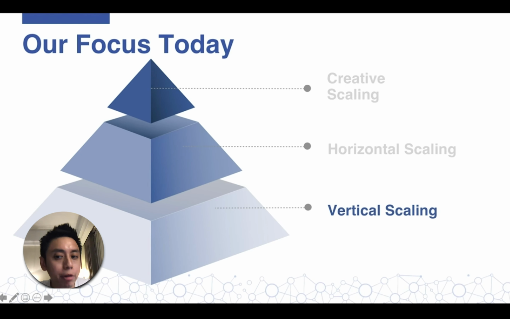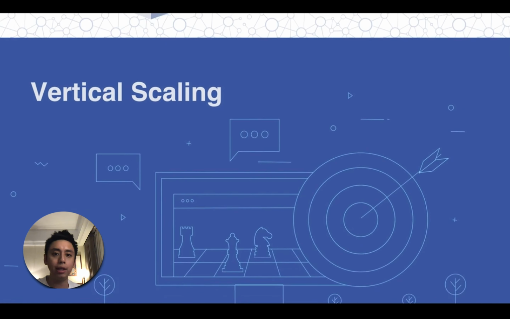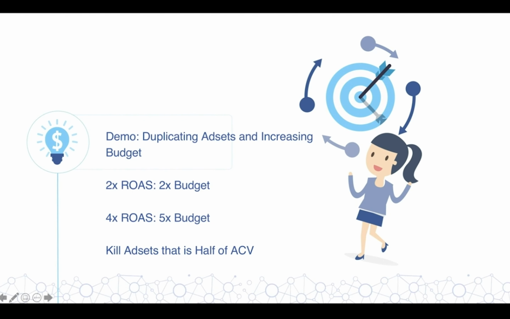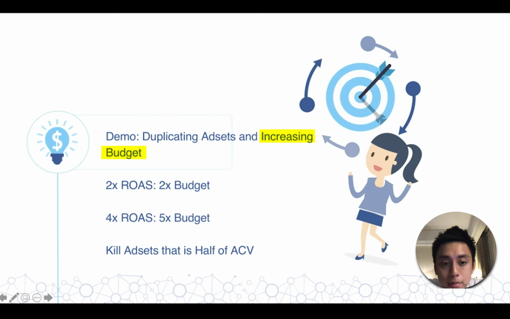Okay, so I'm going to talk about vertical scaling, and then I'm going to talk about how often you should look at these numbers and how often you should scale. Should you do it every day, every week? So vertical scaling is now going deeper. It's about spending more money. So how do you actually start spending more money? The way you do that is by increasing your budget. So what is the process, and how do you constantly increase the budget without messing up the algorithm, without Facebook going nuts?